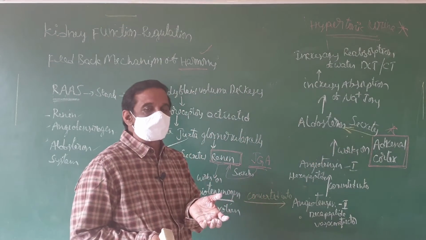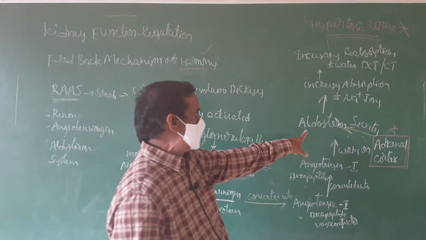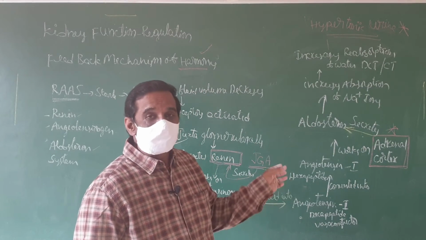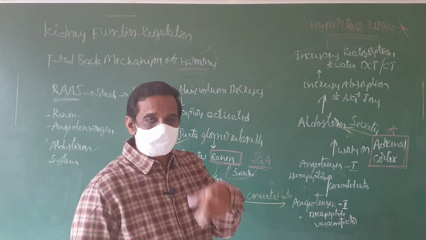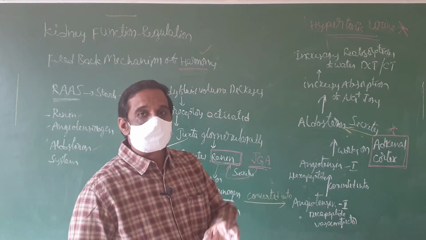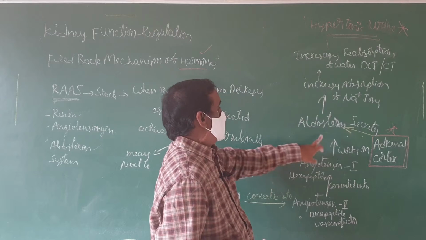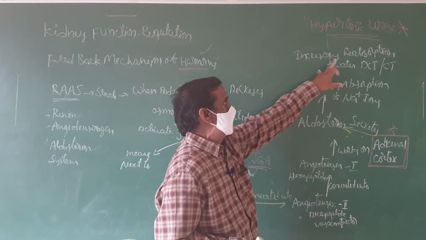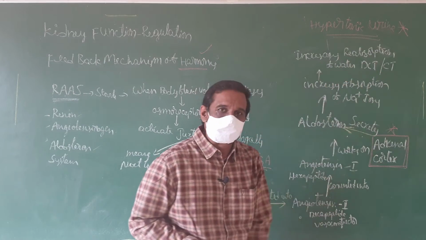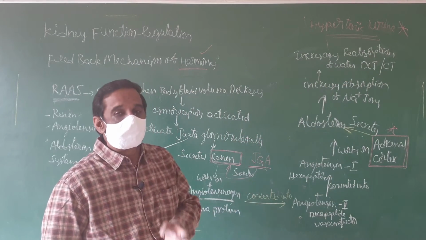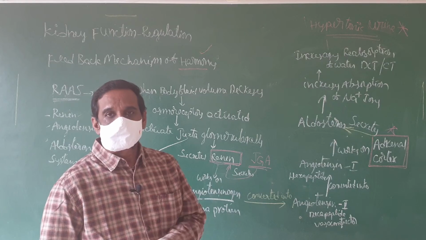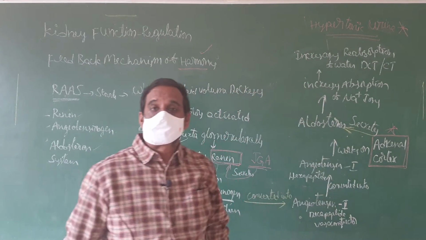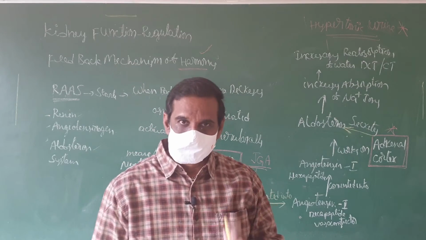When the adrenal cortex gets activated, it secretes a hormone named aldosterone. This aldosterone increases absorption of sodium ions as well as reabsorption of water in DCT and CT. When water is absorbed, what about the nature of the urine? That urine is hypertonic. Finally excreted urine is hypertonic.